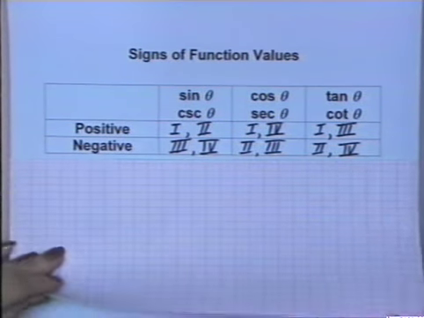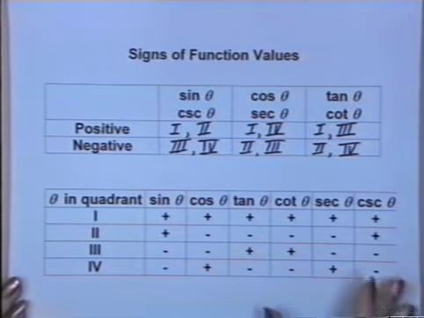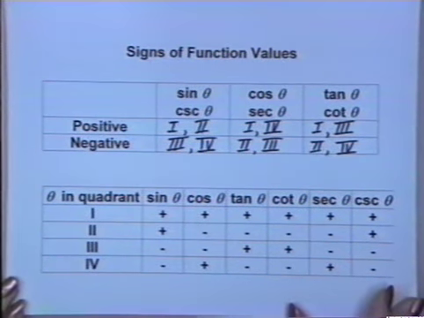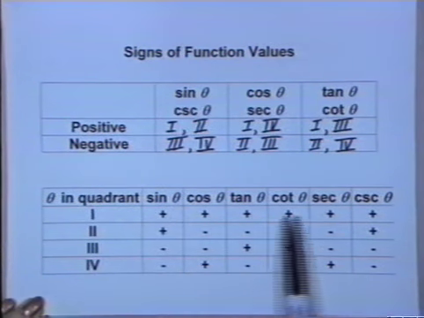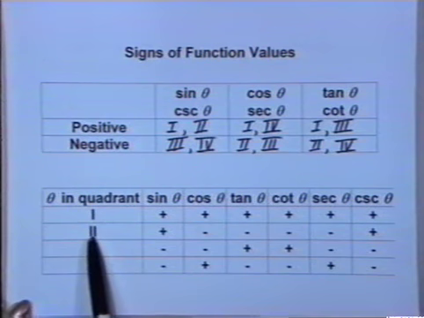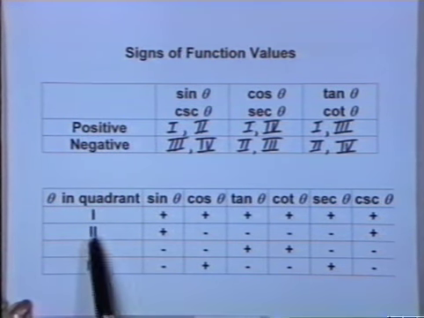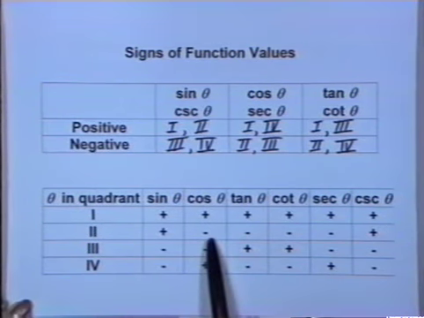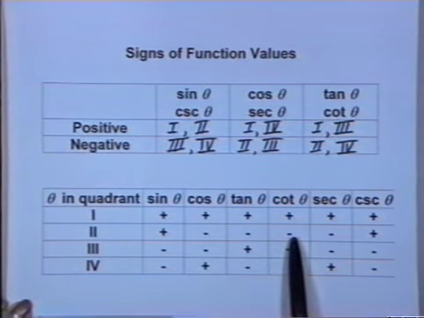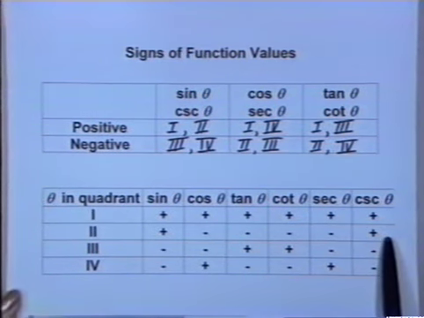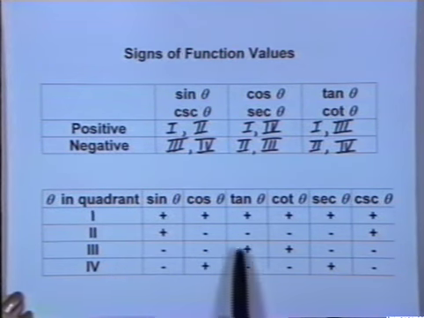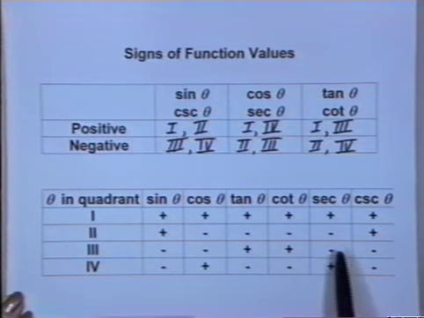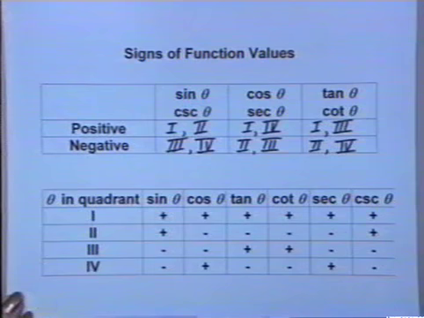A final summary, and this appears in most books, and you might want to copy this down. If theta has a terminal side in quadrant 1, then all the functions are positive. If theta has a terminal side in quadrant 2, then the sine is positive, the cosine is negative, the tangent's negative, the cotangent's negative, the secant's negative, and the cosecant is positive. If theta has a terminal side in quadrant 3, then its sine is negative, its cosine is negative, the tangent's positive, the cotangent's positive, the secant's negative, and the cosecant's negative.